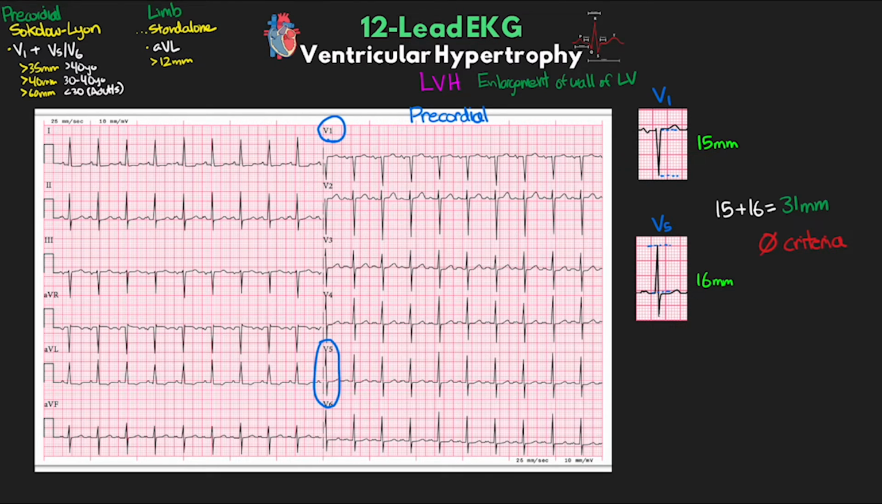But like I said, we don't want to do just the one criteria. So next, we actually want to take a look at our standalone criteria for the limb leads. And again, here we want to look at AVL. So if we look for the largest R wave that we have here, for example, this one here, we would find that we have a voltage that's just over 12 millimeters. So this would barely meet criteria for us to call this left ventricular hypertrophy in this particular patient. All right, so hopefully you can see how we roll through those different criteria and make that determination.